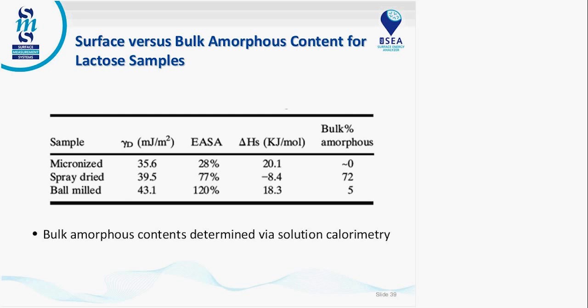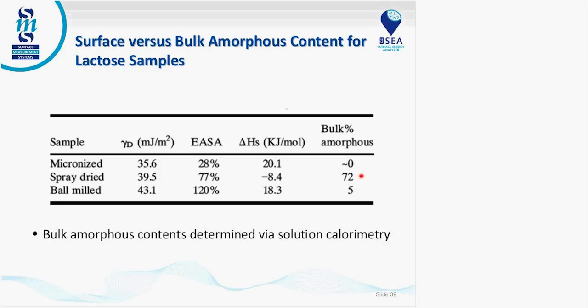And so what we can do is we took some quote-unquote unknown samples. We took a micronized lactose, a spray-dried lactose, and a ball-milled lactose, measured the dispersive surface energy, and calculated what the effective amorphous surface was. This is saying it was 28%, 77%, 120%. I'll get to why that's above 100. And then we measured the bulk amorphous content by solution calorimetry. For the micronized sample, we see 28% versus 20%. I'm sorry, quite different.